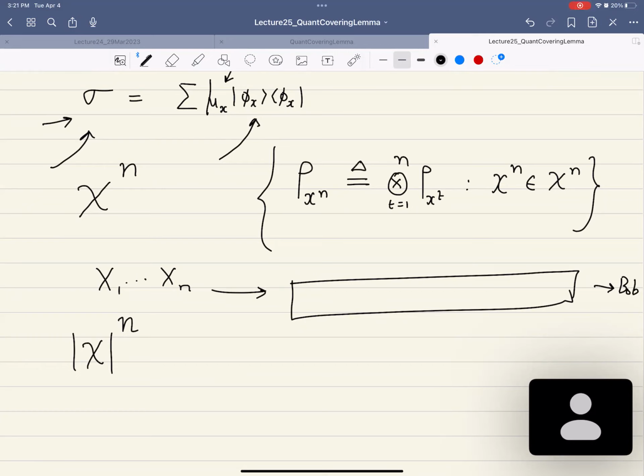Sir, I have a doubt. Hello. Yeah, tell me, Srinidhi. Yes, so Alice wants to send the sigma tensor n to Bob, right? Correct. So he sends by using the xn.